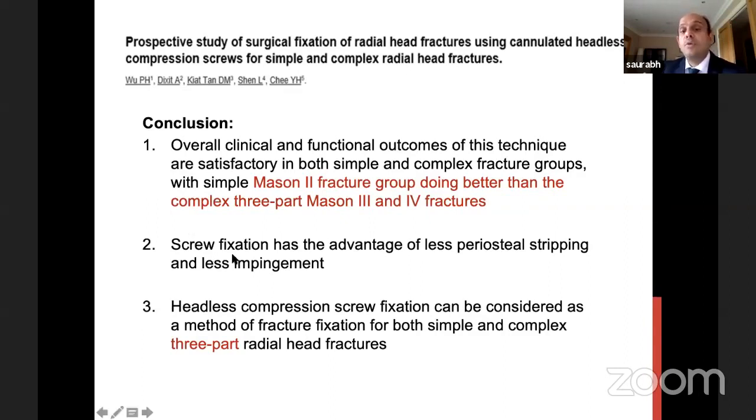Screw, of course, we've told you advantages is not going to impinge and you're not stripping too much of periosteum. So preferred method is screw fixation. Out of 30 elbows, I may have done plate fixation in maybe 2 cases. So plate is seldom used. Remember that.